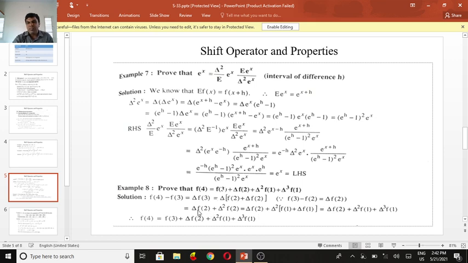So again we come to Δf(2). You open here: Δf(2) plus Δ²f(2). So Δf(2) plus Δ², instead of f(2) we can write f(1) plus Δf(1), by using the definition of the forward difference of f(1). So Δf(2) plus Δ²f(1) plus Δ³f(1). So again simplifying, f(4) equals f(3) plus Δf(2) plus Δ²f(1) plus Δ³f(1). This is proved using the properties of Δ and E.